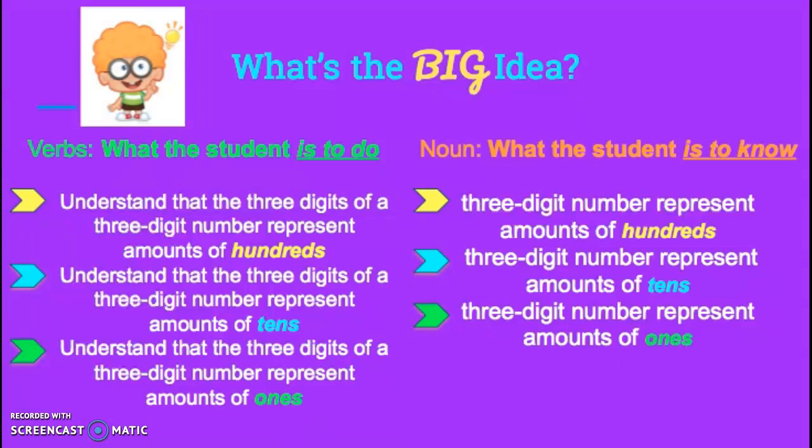So what's the big idea? Well, the verb of what the student is to do is to understand that the three digits of a three-digit number represent amounts of hundreds, understand that the three digits of a three-digit number represent amounts of tens, and understand that the three digits of a three-digit number represent amounts of ones. The noun, what the student is to know, is that a three-digit number represents amounts of hundreds, tens, and ones.